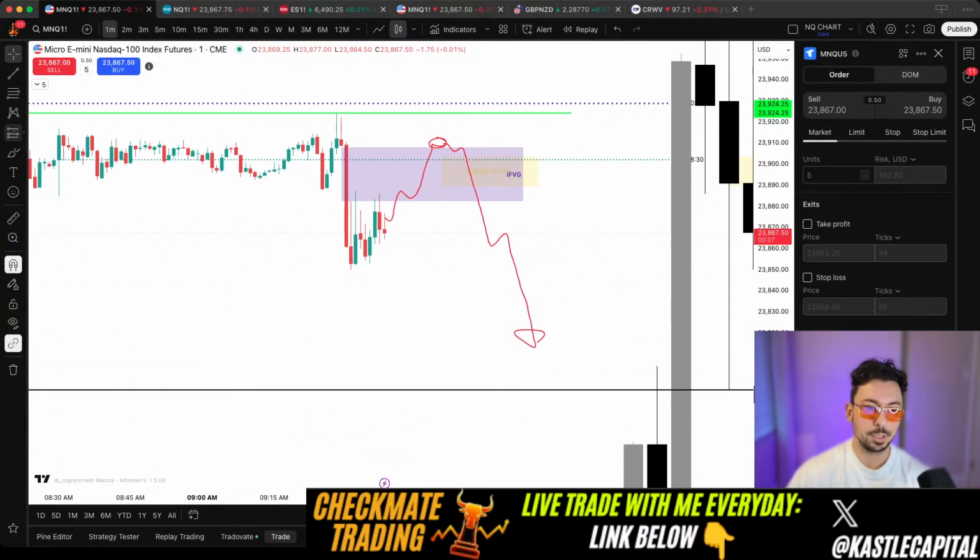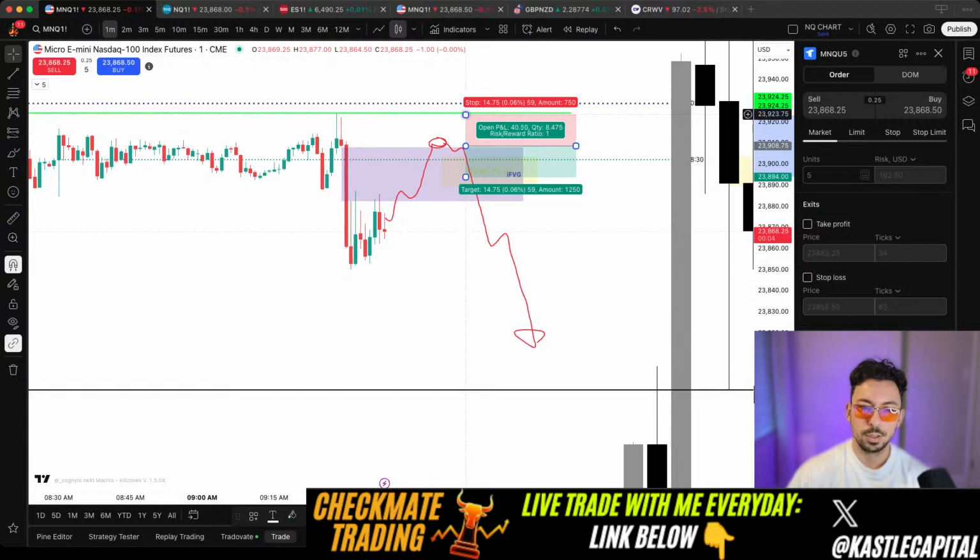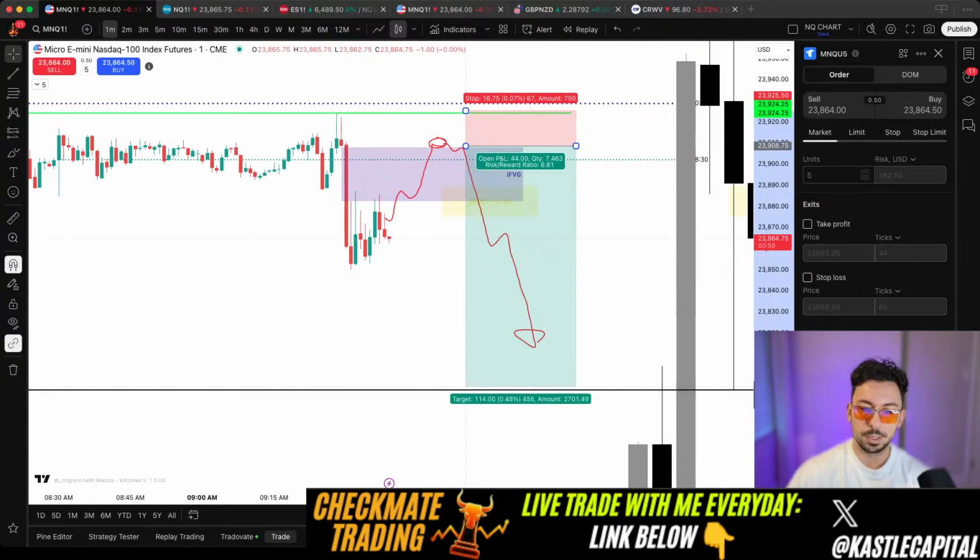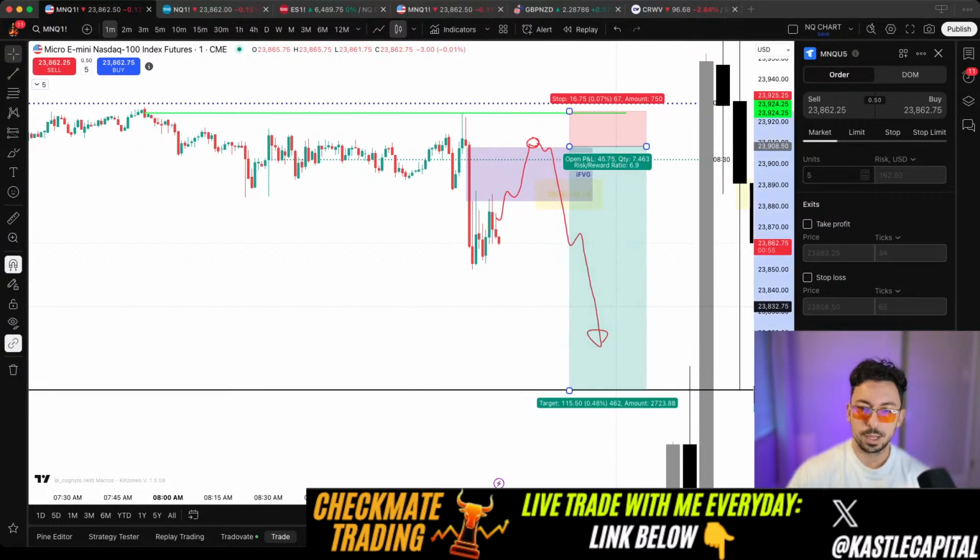So basically what you'd be looking for here, if you're looking for the short, you would keep your stops above the equal highs and your target would be that hourly low. So this is what I'm kind of hoping for here.